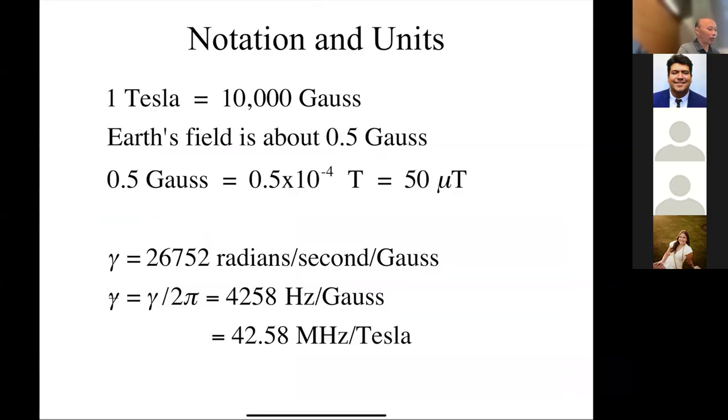We already went over Tesla and Gauss. Just so you know what gamma is, this is for hydrogen proton. It's about 26,000 or 27,000 radians per second per Gauss. Or what I like to think about is units of, I have this memorized, 4,258 hertz per Gauss. So if I was in a 1 Gauss field, the spins would precess at about 4,000 hertz.